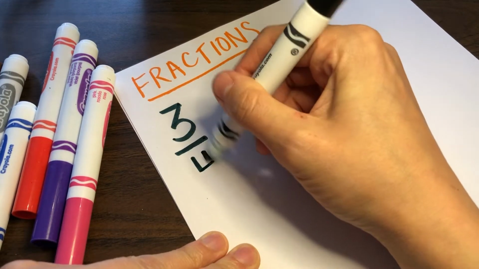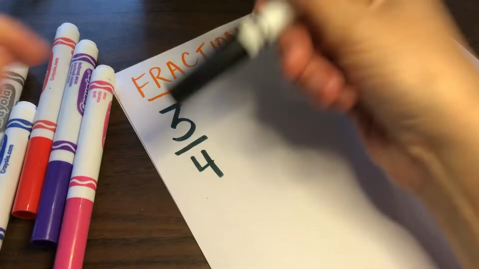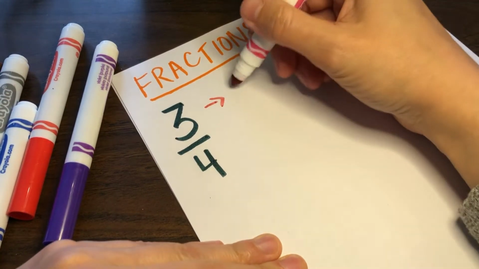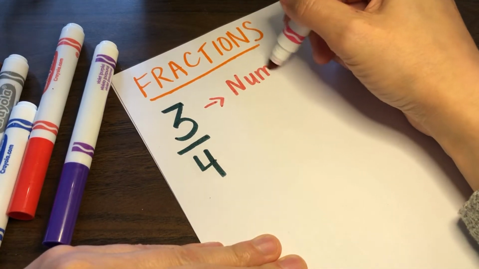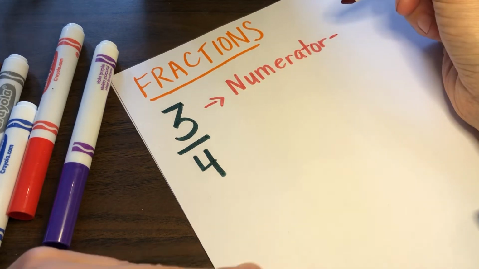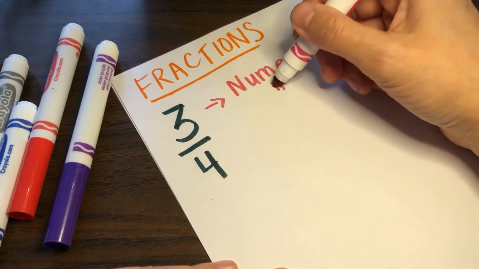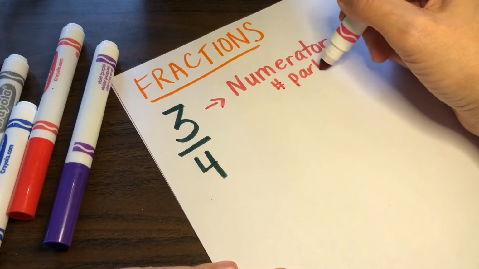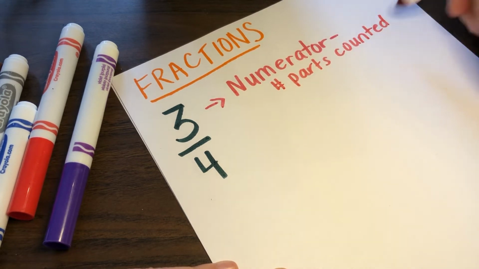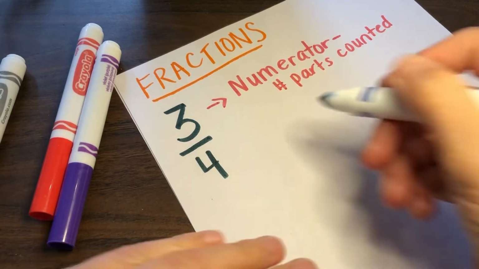Okay, so you've seen fractions before and they're written like this. So here we have a numerator, which is 3. Okay, and I will write numerator over here. Now what a numerator is, it's the number of parts counted or separated, okay? So I'll just write number of parts counted, which will make more sense when you see an actual picture. And then we have the 4 down here, which is the denominator.